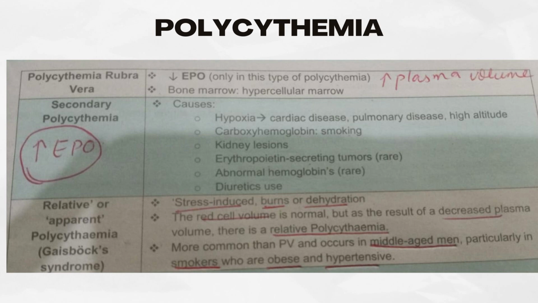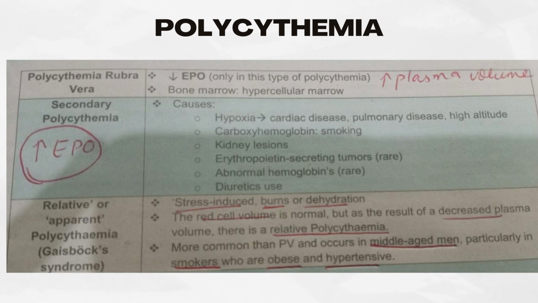Moreover, secondary polycythemia is caused by other disorders. For example, hypoxia caused by cardiac disease, pulmonary disease, or high altitude, carboxyhemoglobin, smoking, kidney lesions, erythropoietin secreting tumors, and abnormal hemoglobins are rare causes. Diuretic use. So the important cause is hypoxia that can lead to secondary polycythemia. The important thing is that erythropoietin is always raised in secondary polycythemia, whereas it's always low in polycythemia rubra vera, the primary polycythemia.